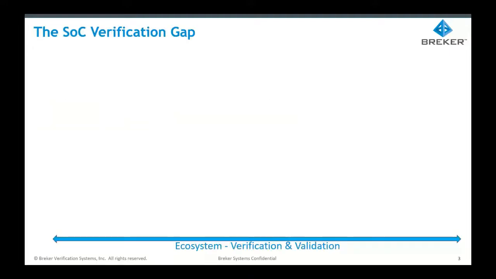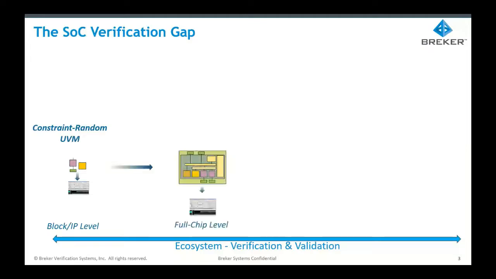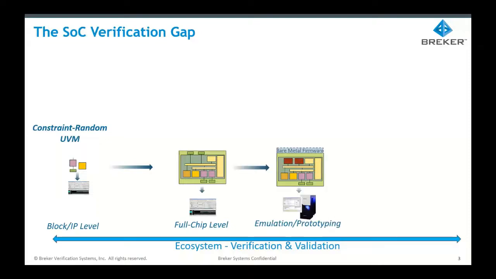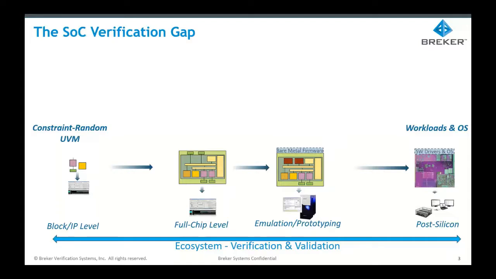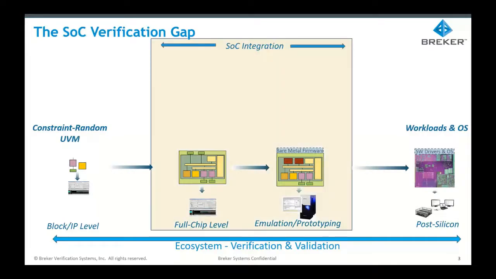So, introduction to Breker technology. If we're looking at the verification and validation ecosystem, we'll start with constrained random UVM at the block or IP level, then we move to the full chip level. We do emulation or prototyping, and finally the post-silicon validation. During this phase, we call this the SoC integration, and there's certain things that we have to do when we're moving from the block IP level into full chip, and also when we go into prototyping. One of the things is we've got to run end-to-end tests in the entire chip. This is where we try to reuse as much of your UVM environment as possible to save time.